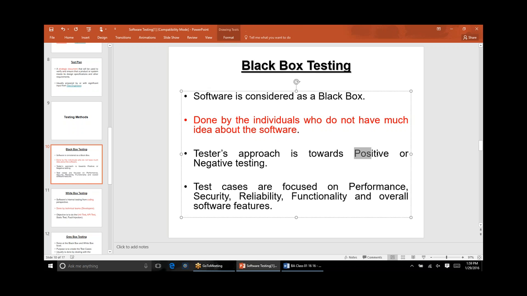A software tester's approach could be positive, meaning verifying what the system can do, and the tester's approach can also be negative, which basically means what all this software should not do. So positive test and negative test.